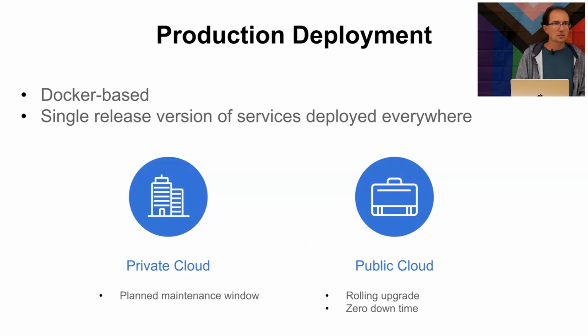In public cloud, we expect that it will be zero-downtime compliant, and therefore it will leverage the rolling upgrade strategy. So basically the service is up and running all the time, and there is always one server up and running.